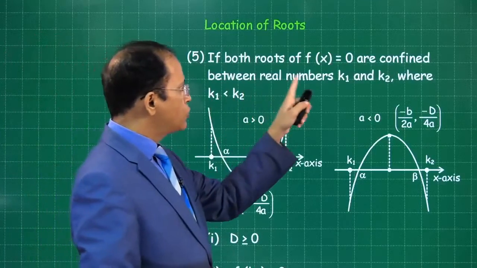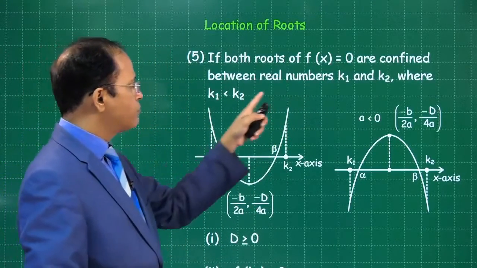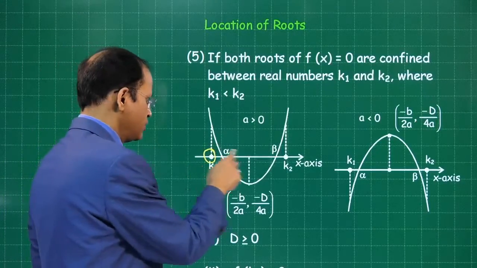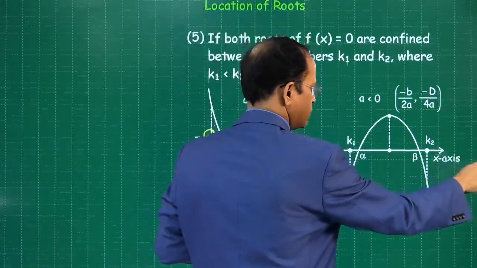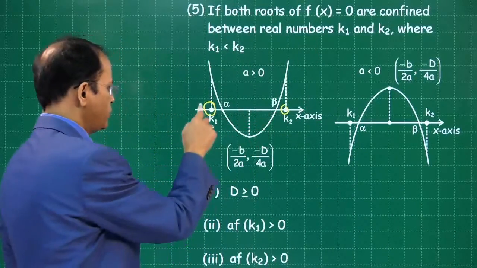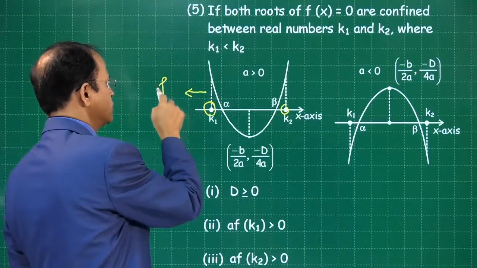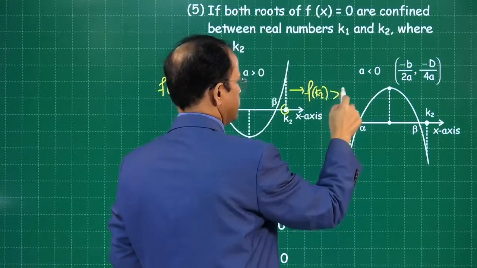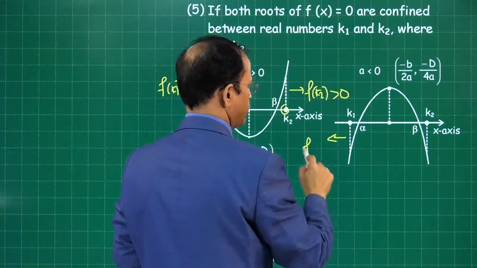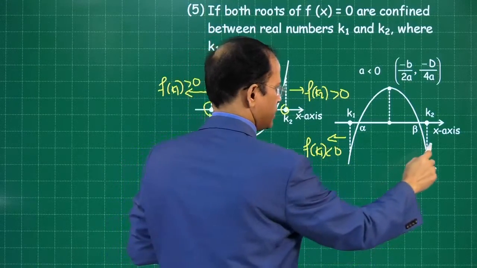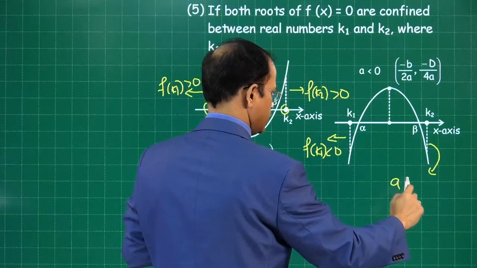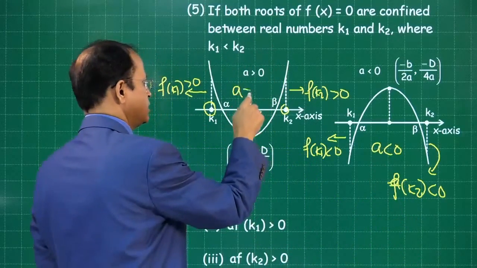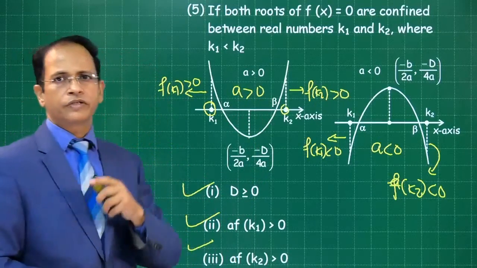Similarly, if both the roots of f(x) equal to 0 are confined between the numbers k1 and k2, where k1 is less than k2, you have these conditions. We have k1, we have k2, right? Then we have alpha beta. So here what happens? Because f of k1 is greater than 0, then f of k2 is greater than 0. Here the same thing, f of k1 is less than 0, and f of k2 is less than 0. Since a is less than 0 here, and a is greater than 0 there, their product a f of k will always be greater than 0. This is the condition we have.